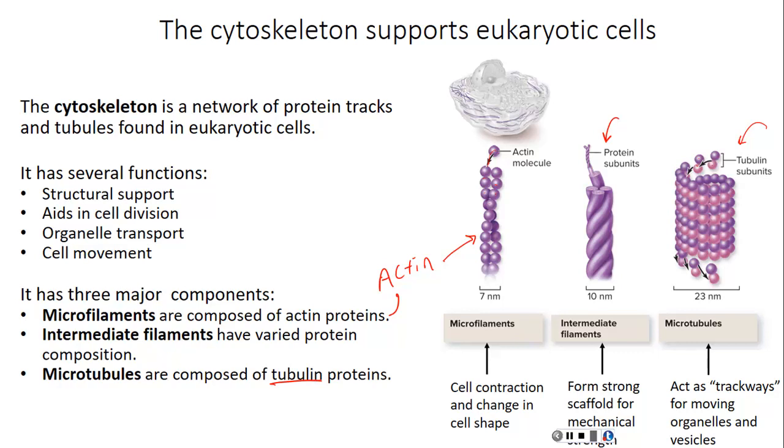Now microtubules tend to be like the road systems and the railroad tracks. They help organelles and little vesicles transport things throughout the cell. So that's going to be really, really important.